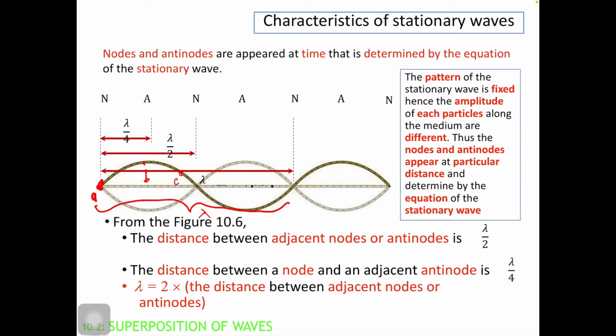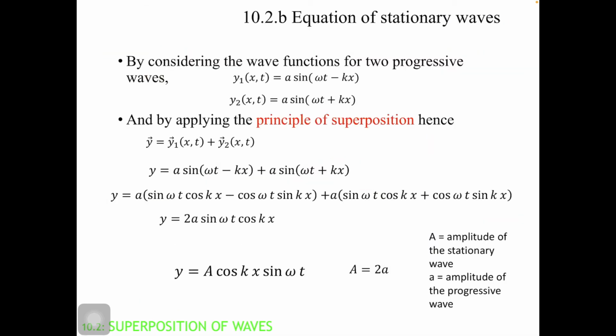Okay, thus the nodes and antinodes appear at particular distances and are determined by the equation of the stationary wave. Dia bergantung dengan equation stationary wave awak lah. So kita tengok equation dia pula. This one saja je nak cerita, nanti kita boleh tahu pun benda ni. Okay, so kita nak buat equation of stationary wave.